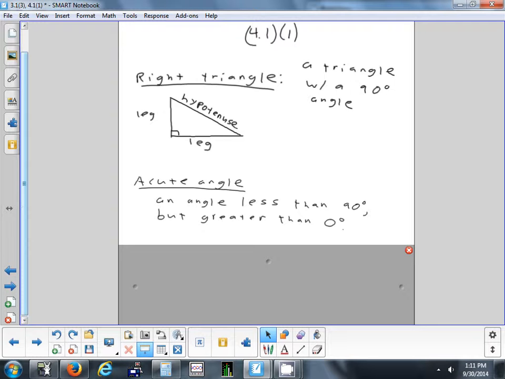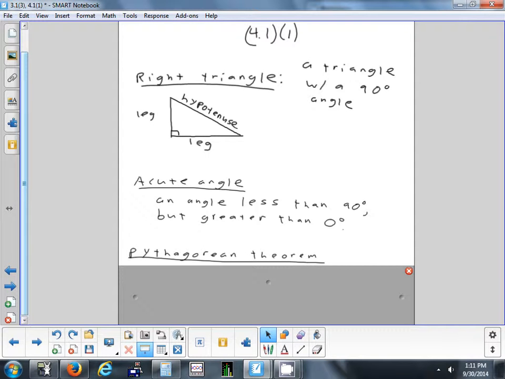And a lot of times when we talk about right triangles, there's a special formula that comes up having to do with all the sides. Does anybody know the name of the formula that connects all the sides in a right triangle? Yeah, the Pythagorean theorem. What is the Pythagorean theorem? Somebody explain to me what that is. I said it's a relationship between the sides in a right triangle. But can somebody be a little bit more specific than that?